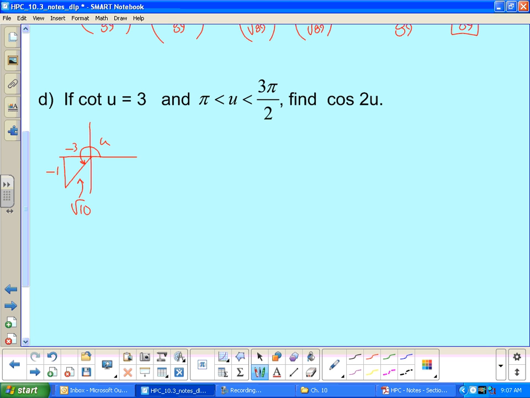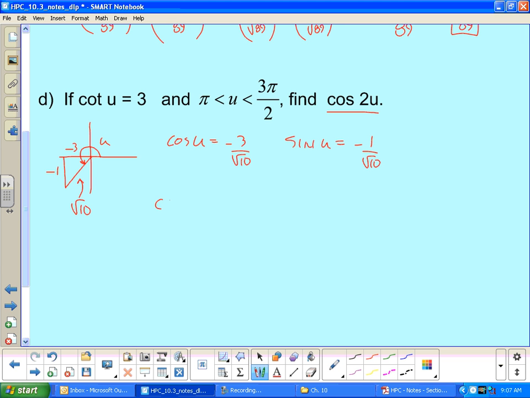And we'll go ahead and stick with double angle cosine. We'll just do the squared cosine minus squared sine value. But first, we've got to find these cosine and sine values. Cosine of u would be negative 3 over root 10. And we'll leave them as unrationalized, because we're going to square them anyway. And sine of u would be negative 1 over root 10.